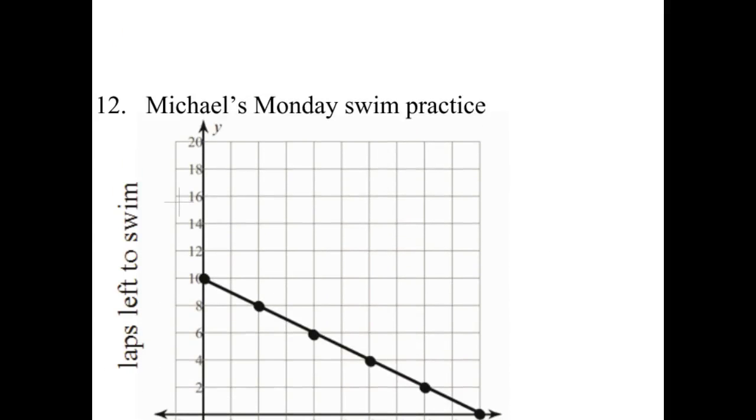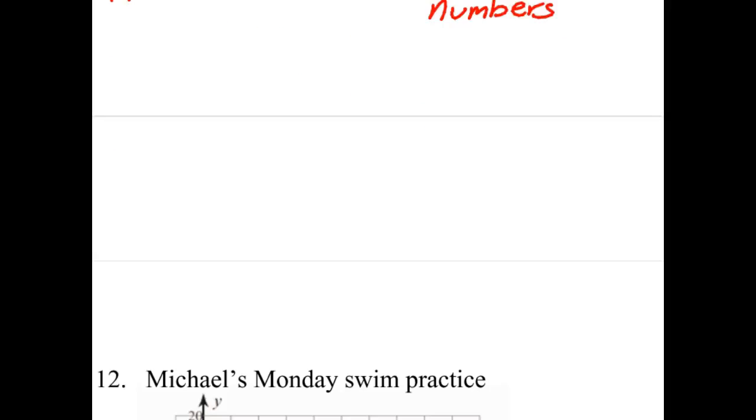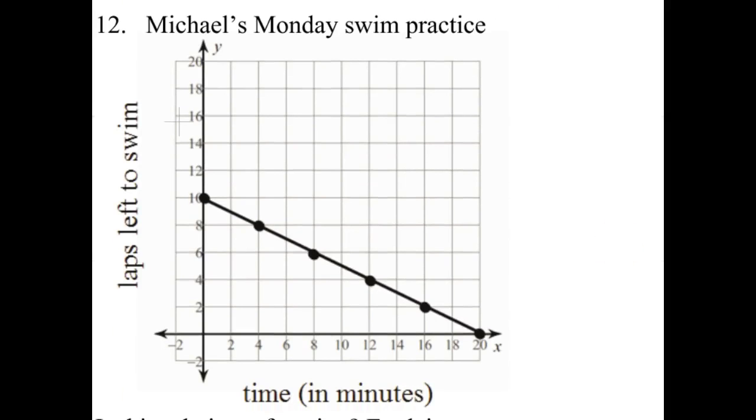Let's see what happened here. Okay. Let's get it on. There we go. So here we have a graph, number 12. Answer some questions about the domain and range.